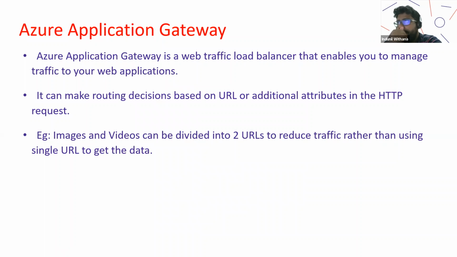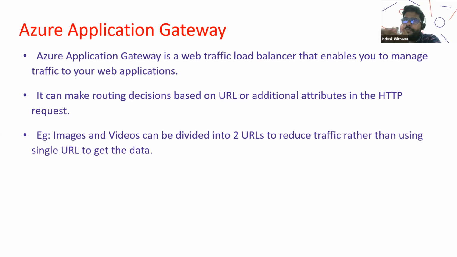So next up is an interesting one, the Azure Application Gateway. It is there to load balance the web traffic which is coming into your web applications. It can make routing decisions. You can configure it to make routing decisions based on the URLs or additional attributes in the request.